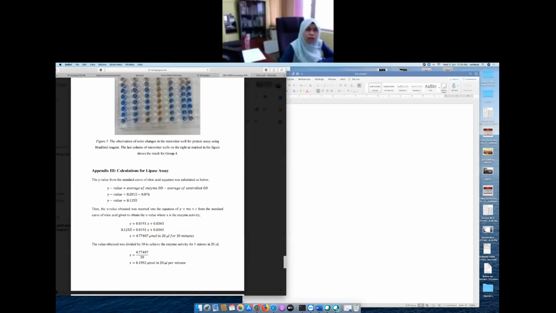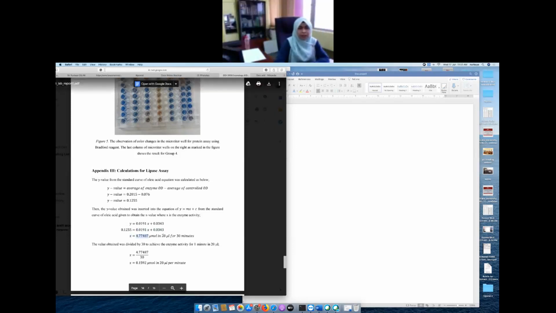0.1255, we put it in here for the y, this is the absorbance, and then put it into this equation and get the value of x, you get this. So remember, this 4.775 micromole of product is for the 20 microliter. Remember your assay just now. Inside this, what do you have?